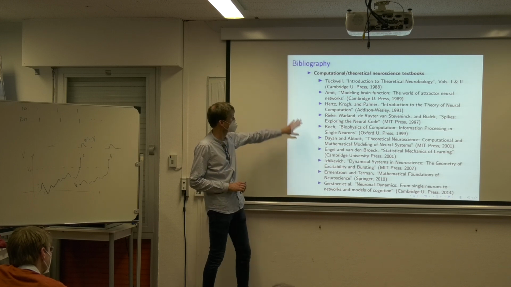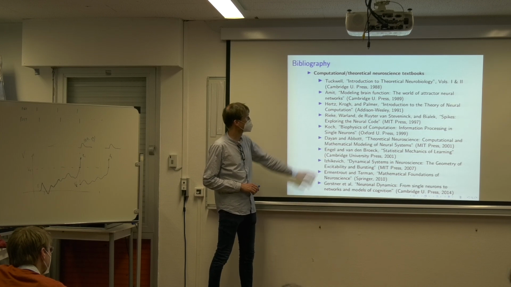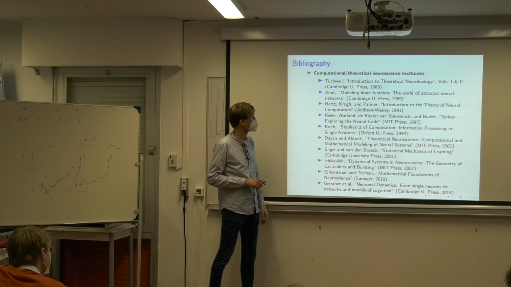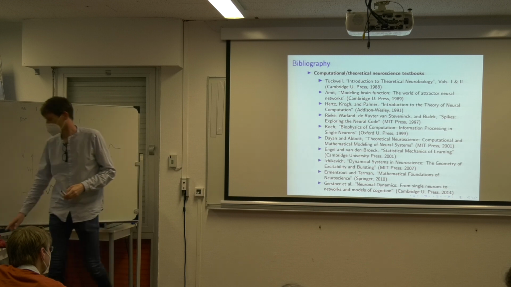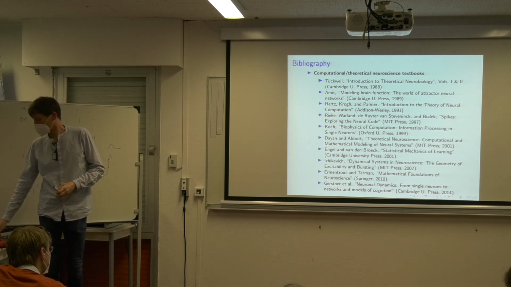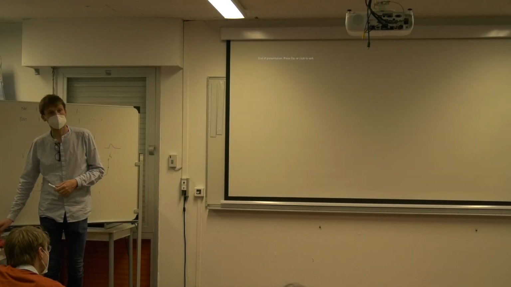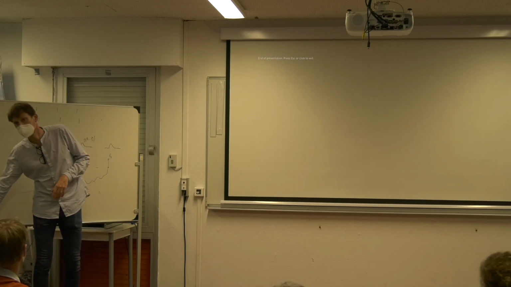There are books that are more for physicists, like Engel and Van den Broeck's Statistical Mechanics of Learning. It's an old book by Daniel Amit, but still quite useful, and others are not specifically targeted to physicists but more generally to computational neuroscience. And then I have some bibliography about what I will talk about in the next lectures.